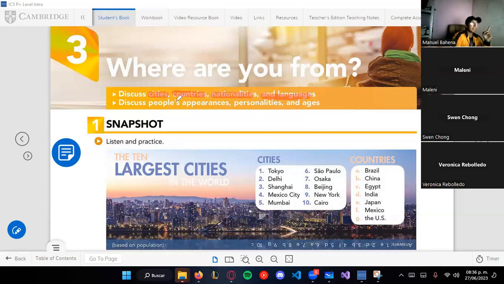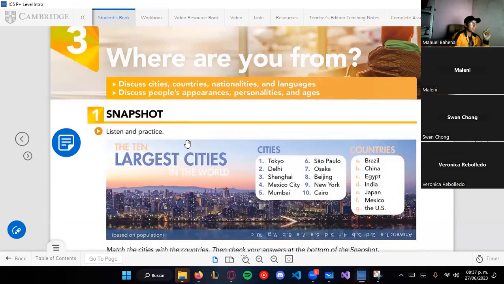Idiomas. Also discuss people's appearances. Las apariencias de la gente. Yes, people's appearance. Personalities. Personalidades. And ages. Edades, ¿no? Y edades. Yes. Excellent. Perfect. So let's begin. Vamos a comenzar.